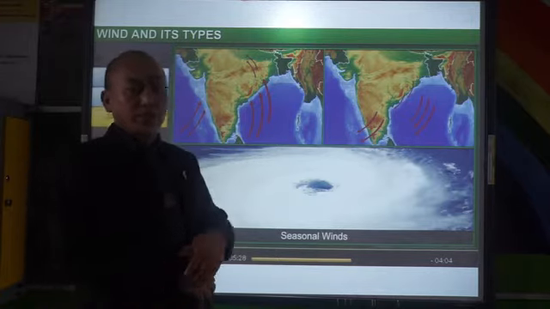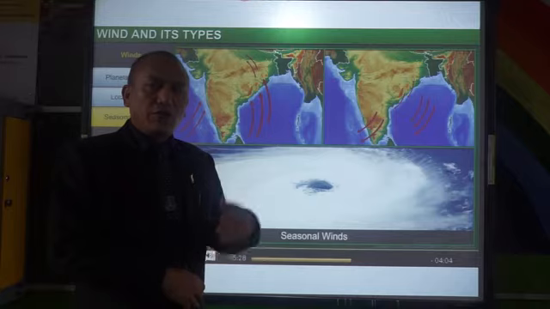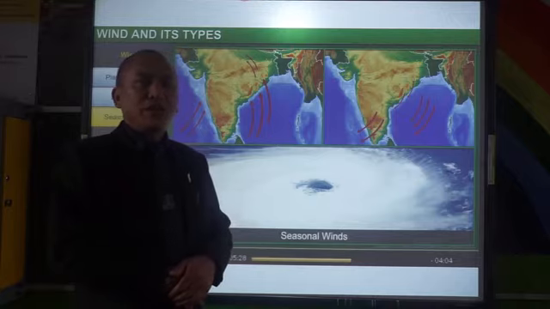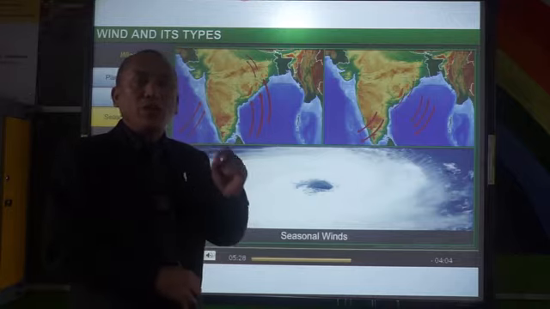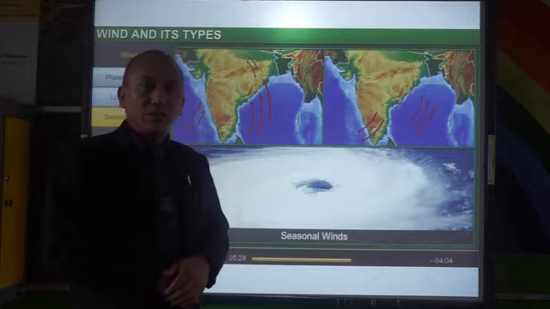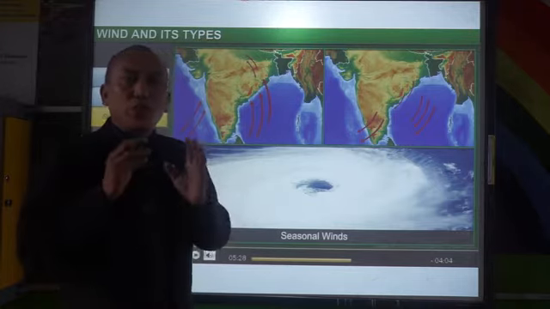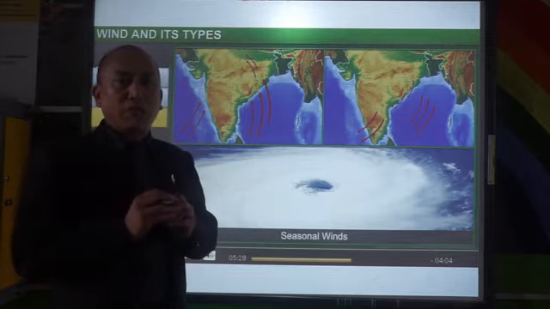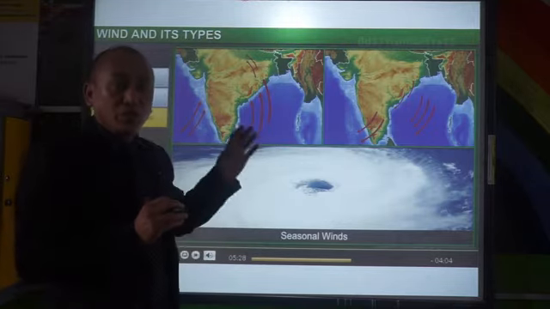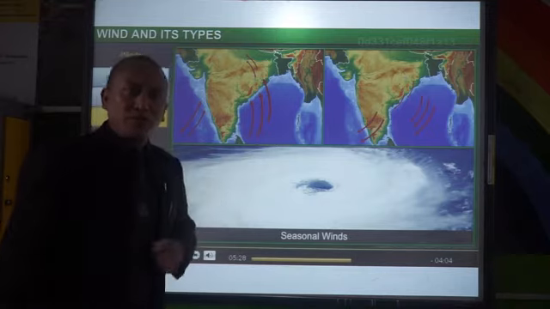And we have also known that the climate of India, as we say, is a tropical monsoon type of climate. So the climate that India experiences is called the tropical monsoon type of climate. Why monsoons? Because the monsoons are very, very important for us.